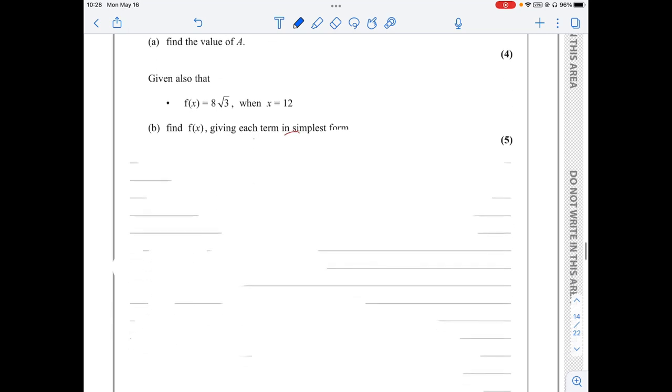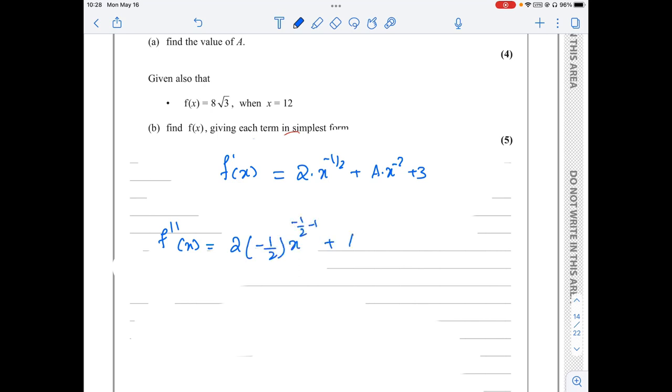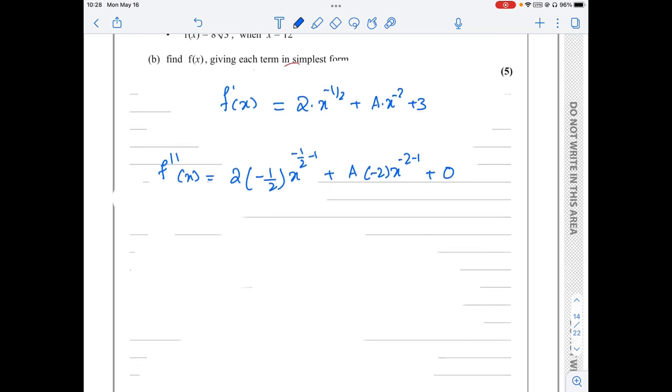So he has given f double prime x. So first of all, he knows f prime x. f prime x is equals to nothing but 2 x to the power of negative 1 upon 2 plus a x to the power of negative 2 plus 3. So f double prime x means nothing but finding the derivative of this: 2 times minus 1 upon 2 x to the power of minus 1 upon 2 minus 1, plus a times minus 2 x to the power of minus 2 minus 1, plus the derivative of 3, which is 0. So that becomes minus x power minus 3 upon 2 minus 2a x power negative 3.